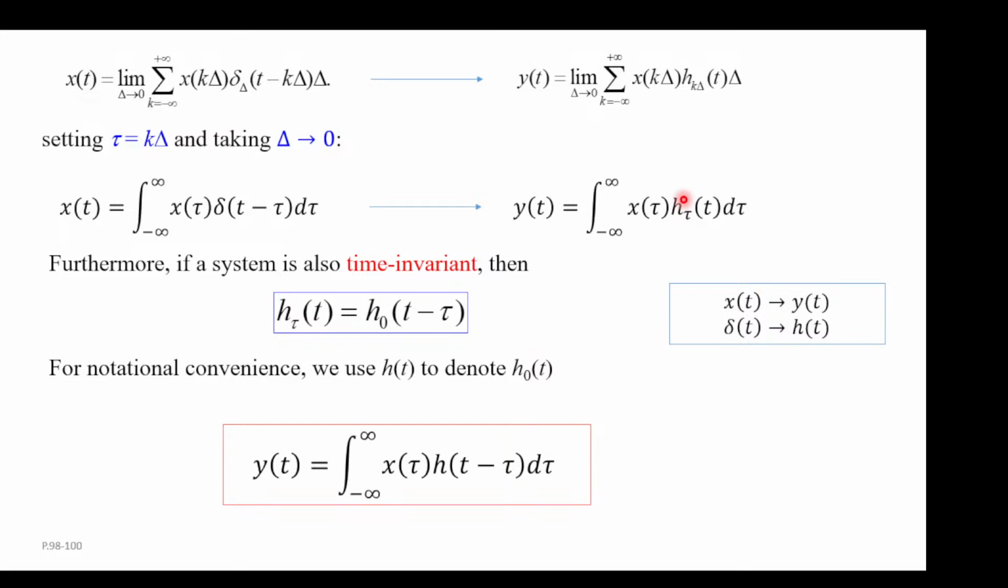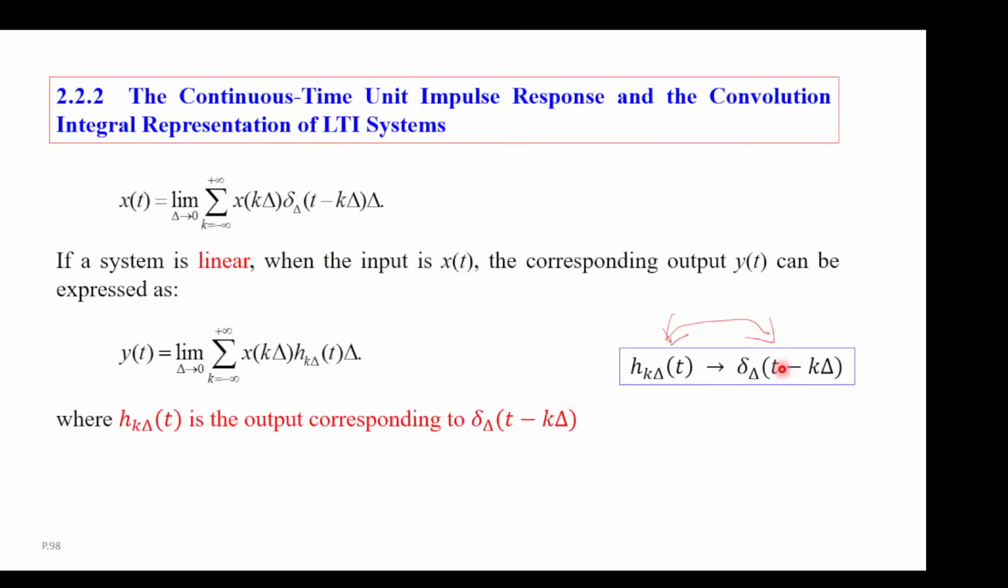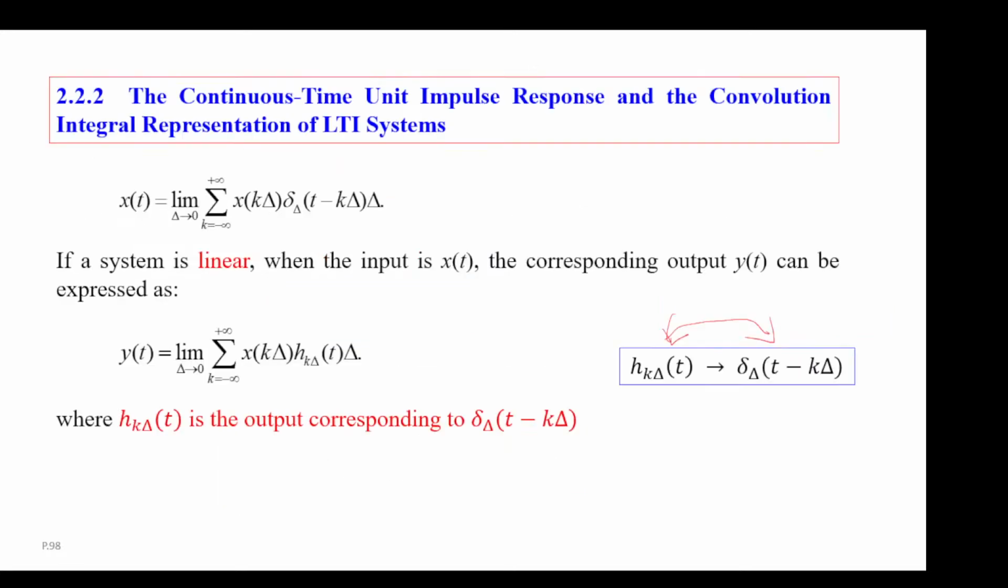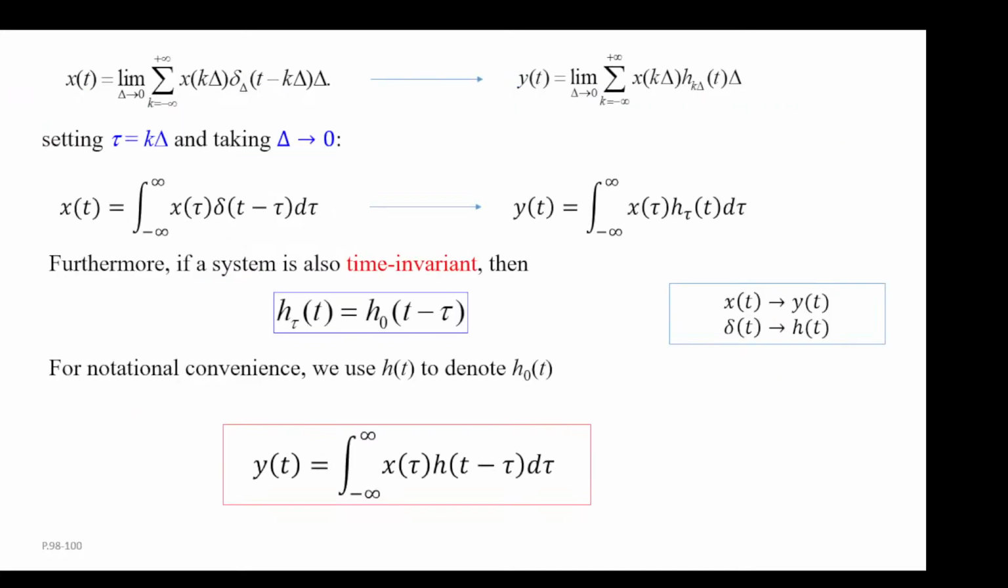Because h sub tau of t is the... maybe I should write one more equation here, because h sub tau of t corresponds to this thing, right? So it's delta triangle of t minus k triangle. I guess you can see here.